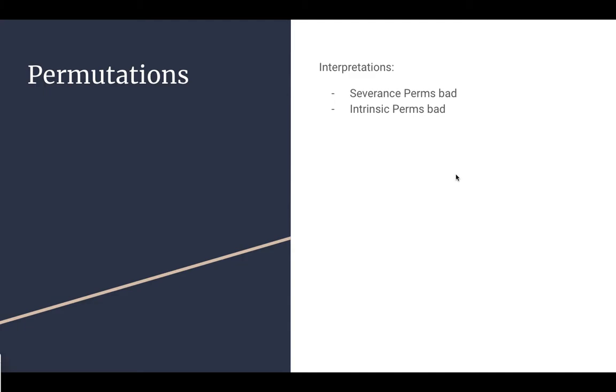So I'm sure Gabe talked in his lecture about what a severance perm is and what an intrinsic perm is. So just to reiterate, severance perms are basically where the affirmative team says, let's do the plan and the counterplan, but they decide to cut out part of the plan when they make this permutation. So that's a severance perm. An intrinsic perm would be like, let's do the plan and the counterplan and then something else that isn't in either. So that's an intrinsic perm.